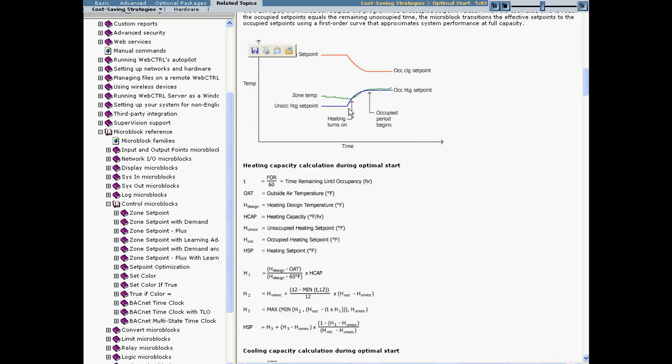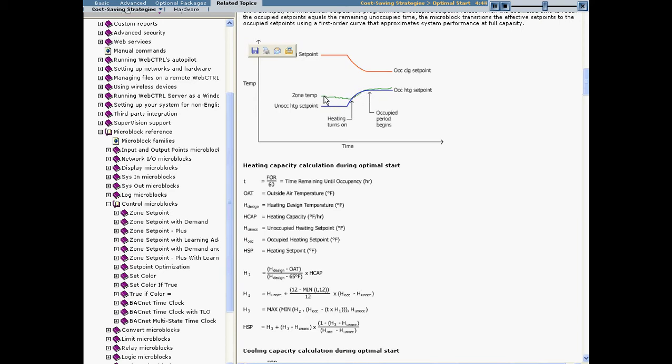I'm going to take those variables, and I'm going to start recalculating what my new set point should be as I approach 8 o'clock in the morning. The reason I'm going to do that is I know what my capacity is, and I'll never make it if it's 63 degrees in the zone and I just simply turn everything on at 8 o'clock in the morning.